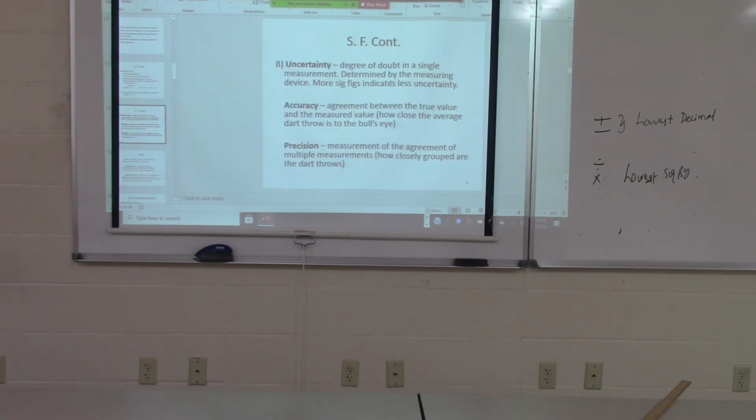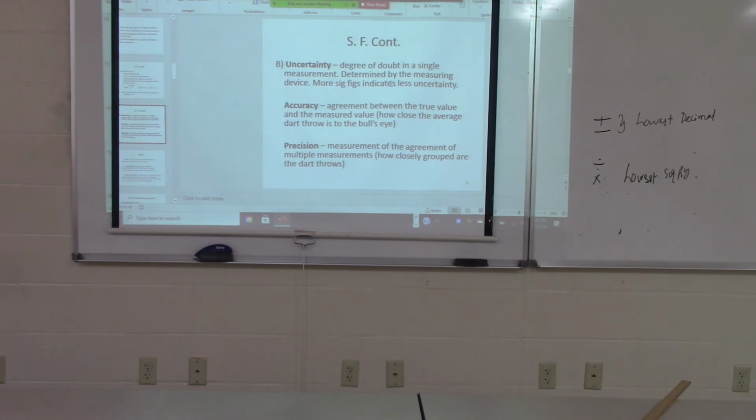Okay, let's see what an uncertainty is. Any deviation from the original value is called uncertainty. A degree of doubt in a single measurement is called uncertainty. If you do an experiment and you have a doubt, that's an uncertainty. It is determined by the measuring device, so you should know the instrument.